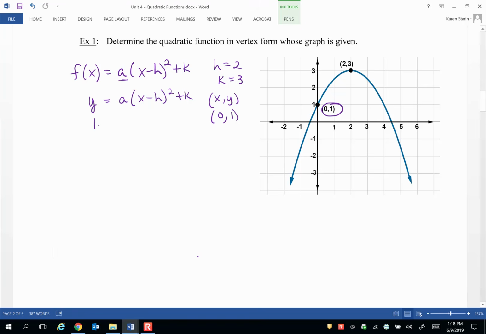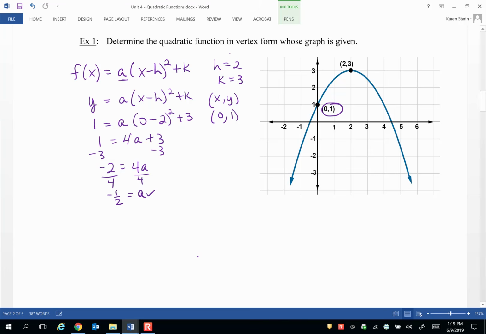So y is 1, it equals a, which I don't know, times x, which is 0, minus h, which I know is 2, squared, plus k, which I know is 3. So now I just have to take 0 minus 2 and then square that. So that's going to be 4a plus 3, and 1 is going to equal all of that. So now I'm just going to solve this algebraically and get 4a equals negative 2. Divide both sides by 4, so a is negative 1/2.